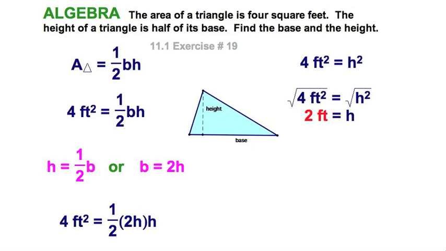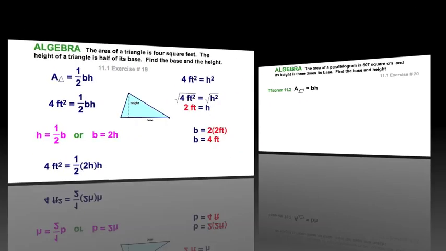And now we'll just say the base must be twice that, and that would be 4. It checks out, because 1/2 base times height: 2 times 4 is 8. Half of that is 4. And it looks like we got it. Now, you probably could have done this one intuitively, but this would be the methodology that may help you with more difficult numbers.